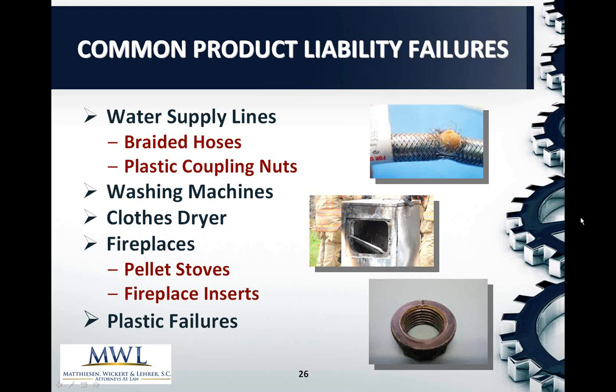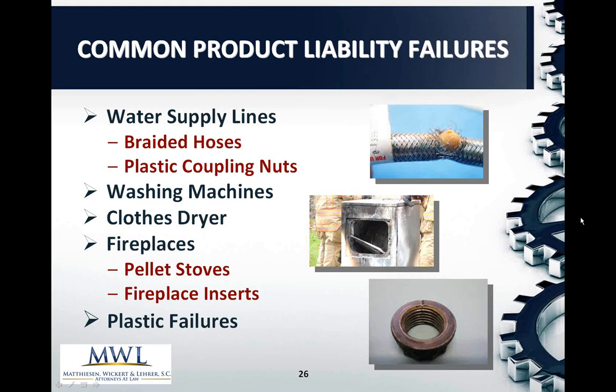But the classic is the water supply line. Either you have the braided hose or the plastic coupling nut will fail. I think after this, and after handling product liability losses, everyone needs to go home and check their water supply lines, because the braided hose is made most times from stainless steel, and most people think, well, stainless steel doesn't rust. Well, that's not entirely true.